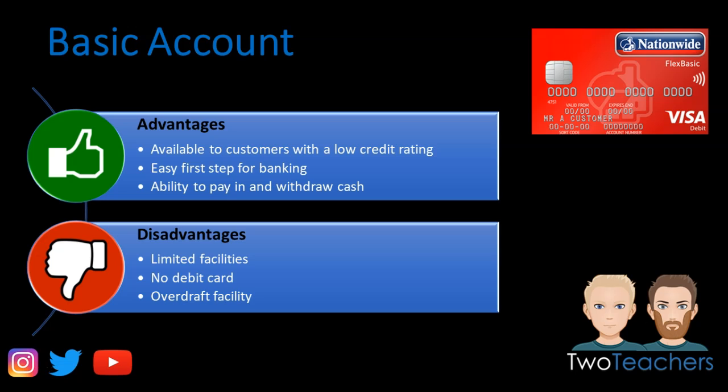So you're probably thinking, what's the difference between a basic account and a standard account? If you look at the disadvantages, there are very limited facilities: there's no debit card sometimes, there's no overdraft facility. It's generally an account for somebody who hasn't got a very good credit rating or credit background. However, there are some advantages. It's available to customers with a low credit rating, so you can still have some banking facilities even though you've got a low credit rating. It's an easy first step for banking, and you have the ability to pay in and withdraw cash. So you've got some facilities there.